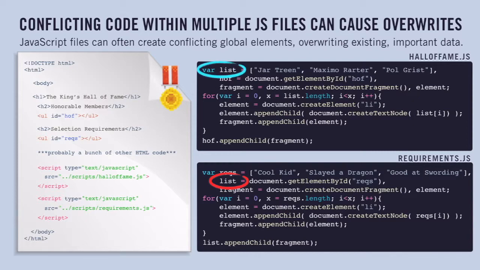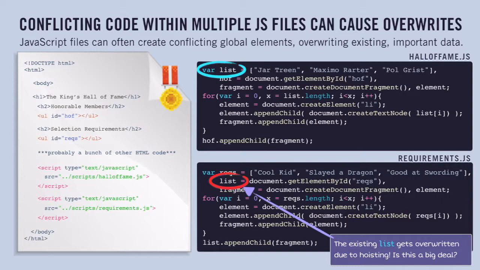Now, the existing list that was in the previous file gets overwritten due to hoisting. Both of those variables would be global, and since one was declared after the other, the second overwrites the first. Now, is that a big deal here? Well, maybe not in this case, because the first list is already done being used. Everything that had happened inside the Hall of Fame file is already done and ready to roll. And so declaring that new list variable inside of the requirements.js file is not such a huge deal. But there are ways in which this could become a huge deal. So let's take a look at those.